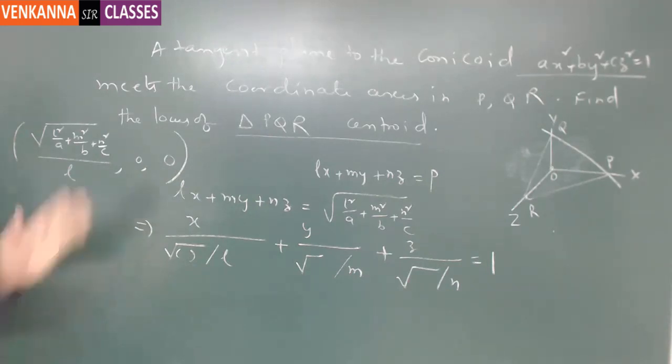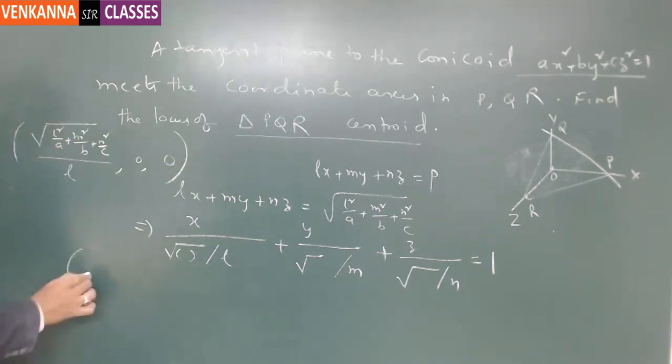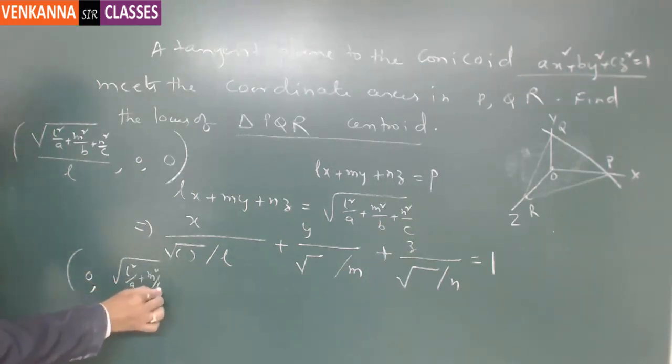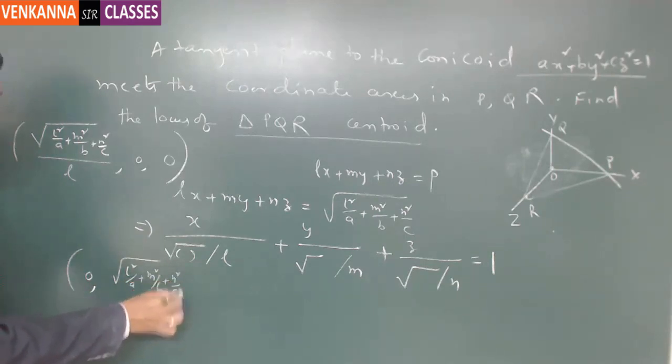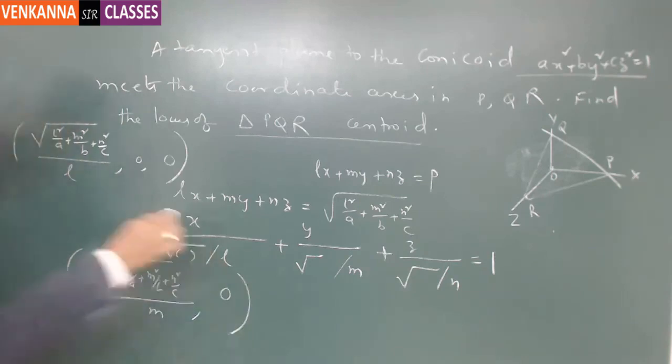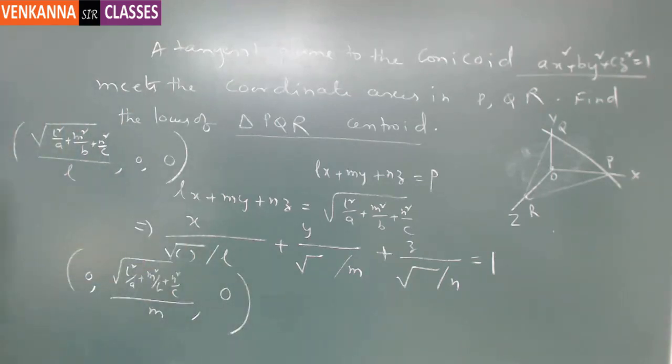Similarly, you will have the y-intercept and z-intercept. The same number will come. So the y-intercept is nothing but 0 comma square root of (l square by a plus m square by b plus n square by c) whole by m comma 0. This is the y-intercept. Similarly, you will get the z-intercept. Are you getting the idea? Please tell, all of you.